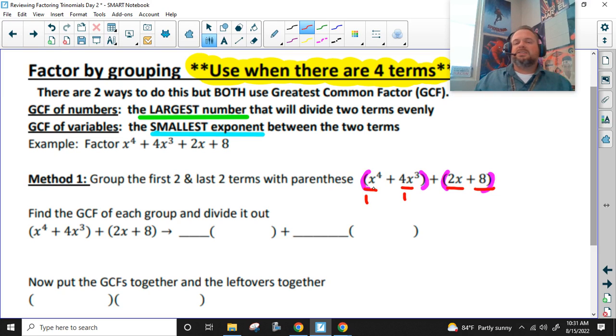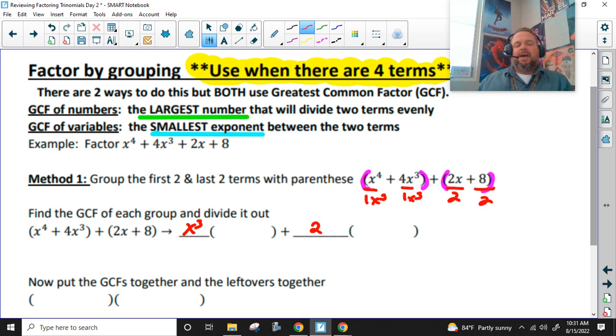All right. What's the smallest exponent? X to the third, x to the third. Now, I'm going to put this out here. Over here in this last grouping, what's the biggest number I can divide out of 2 and 8? 2. Now, can I take out an x? No, because it doesn't have an x.